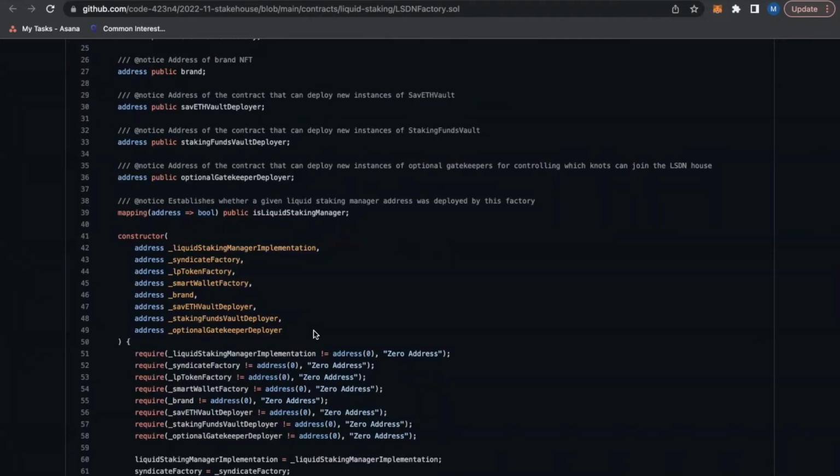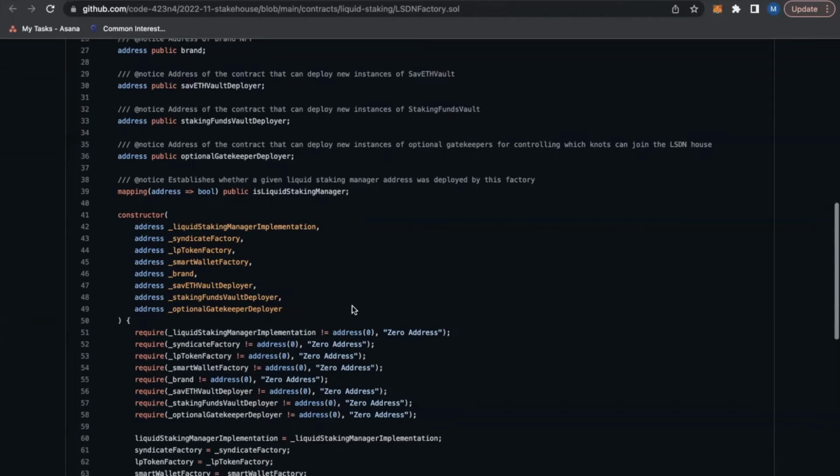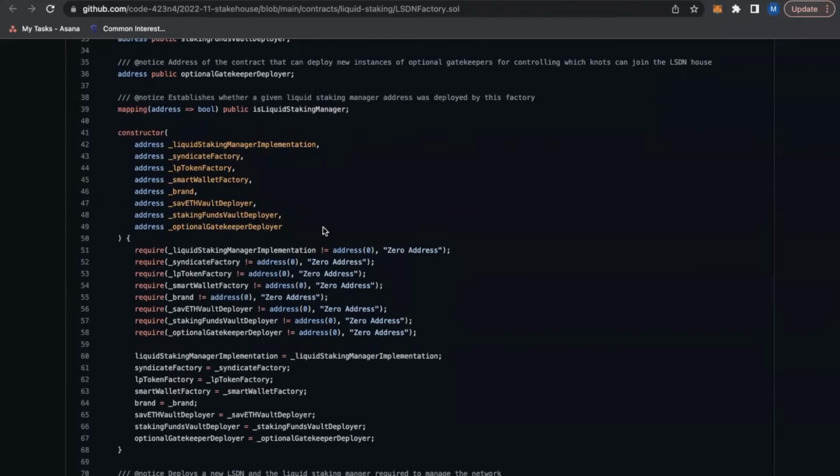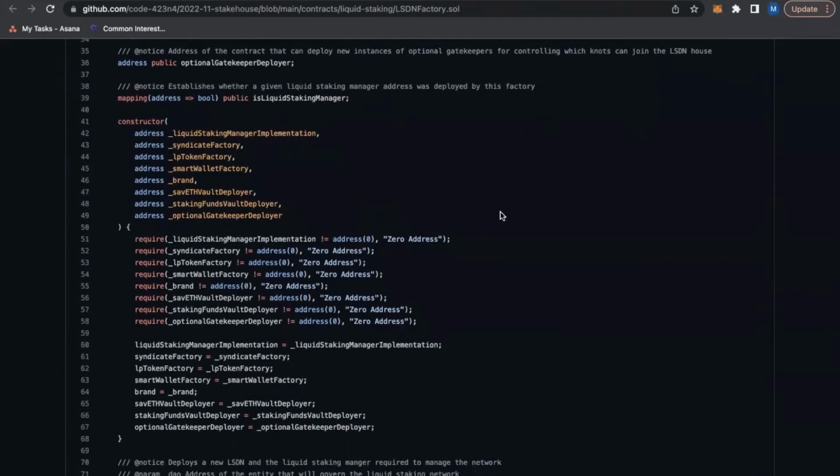So a single LSD network will have a single liquid staking manager, a single syndicate contract, a single fees and MEV pool, and a single protected staking pool. So if there are tens of LSD networks, then each one of them will have their own pools and syndicates and whatnot. So how much money do I need to set this up? Do I need to put up some validator or something? What is the initial cost to set up an LSD network?